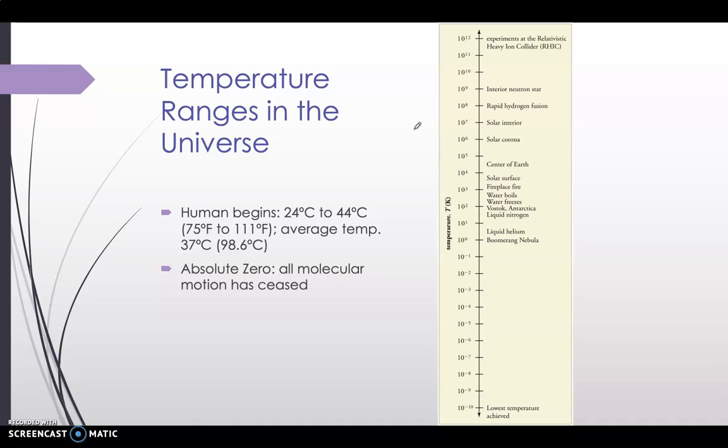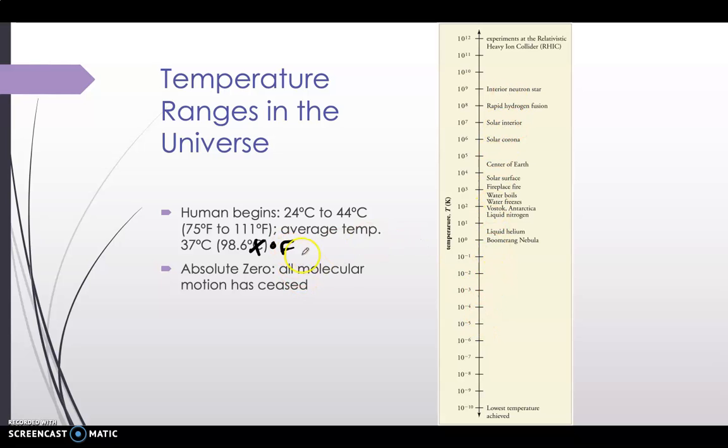And our average temperature is 37 degrees C, or, whoops, that should be an F, 98.6 degrees Fahrenheit. Okay, and that's typically what our body tends to run at. And we see this temperature scale, and it might be kind of hard to read, but it is in your textbook, okay? And just to show you that big range that we have.